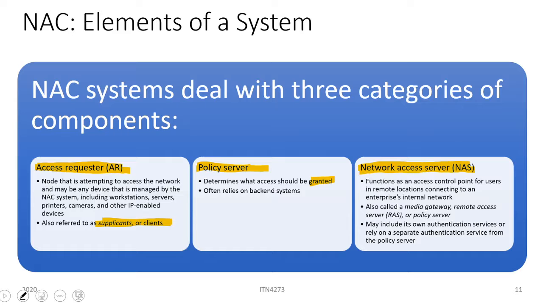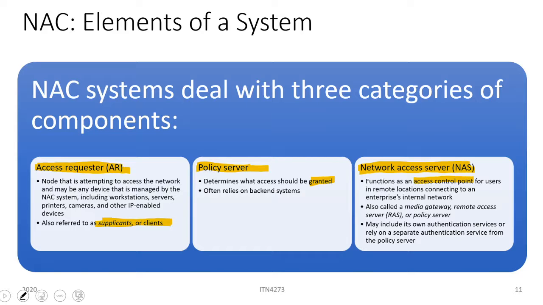Then the network access server is the one that is going to function as the access control point. It is going to be the access control point that does this access control. So the access requester would request access from a network access server, and then it would use the policy server to determine who should be given access and who should not.